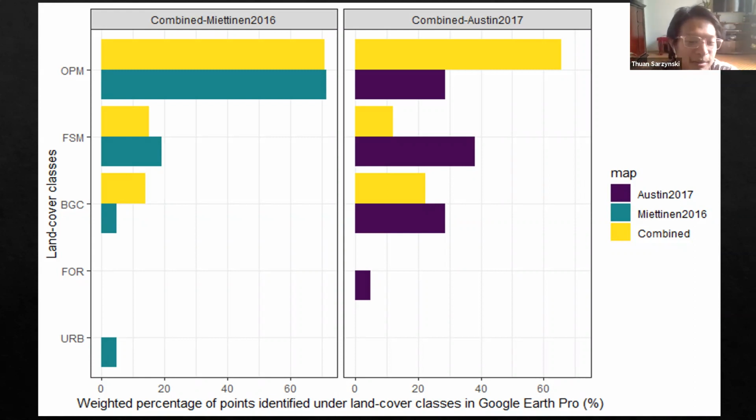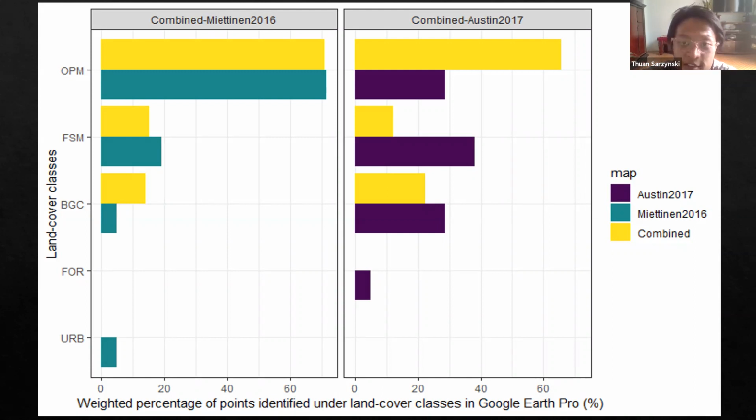So, for example, on the left, we can see that from the 100 points we randomly selected, about 70% of the points said there was oil palm on the ground. So 70% were rightly detecting oil palm in both combined and Mittinen, right? So it means that both maps were equally good at detecting oil palm in 2015 with our methods.